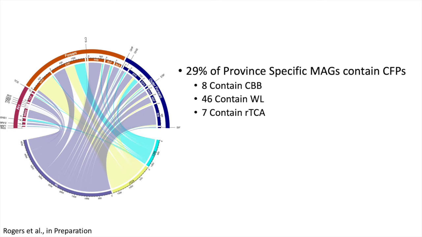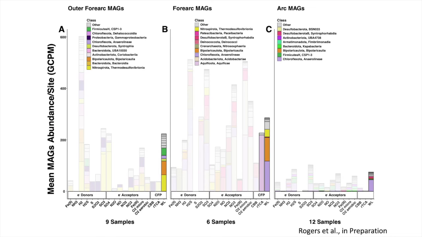When we look at carbon fixation pathways within these province-specific MAGs, we find that 29% of them contain carbon fixation pathways. 8 contain the Calvin-Benson cycle, 46 contain the Wood-Ljungdahl, and 7 contain the reductive citric acid cycle. However, we see that Wood-Ljungdahl dominates in all 3 provinces, and rTCA only comes in a little bit in the outer forearc. However, this turns out to be due to only one MAG, Sulfurihydrogenibium, and that is very abundant in only one of the sites. So for the purpose of this talk, we're only going to focus on the Wood-Ljungdahl in all 3 provinces.